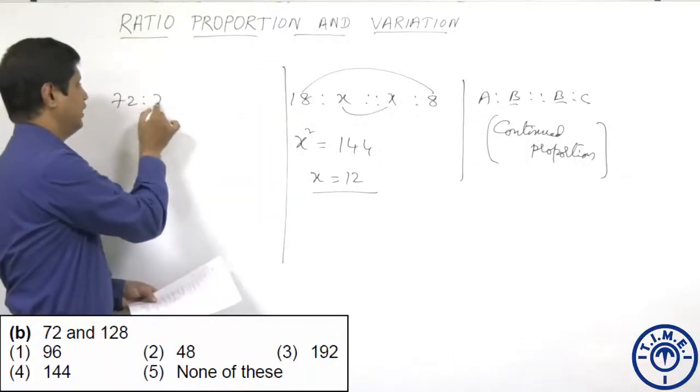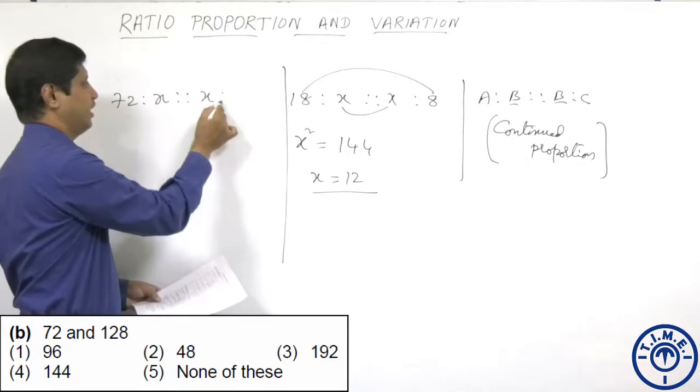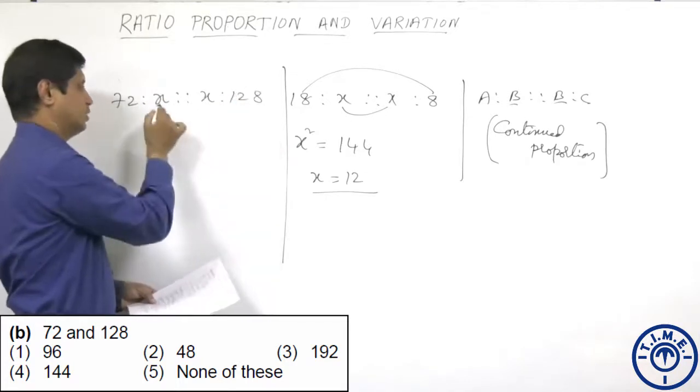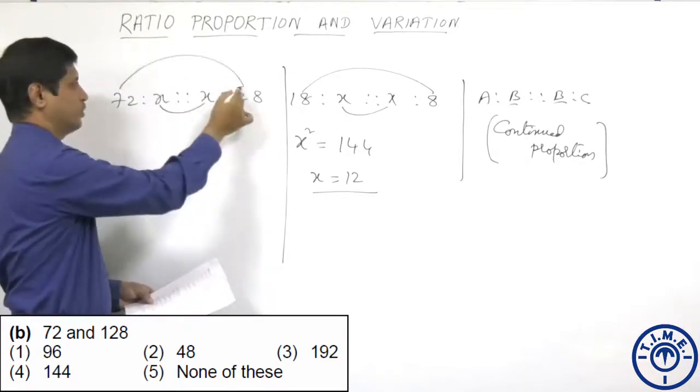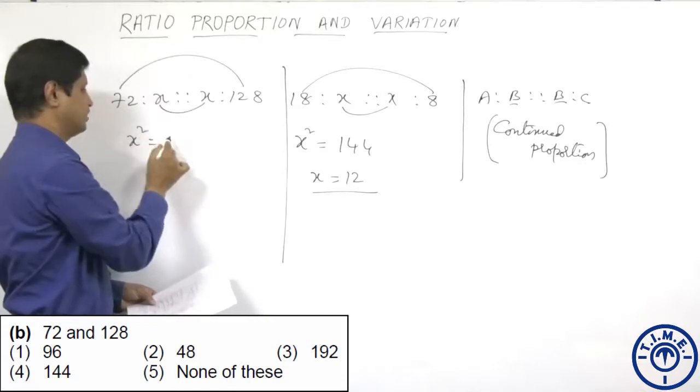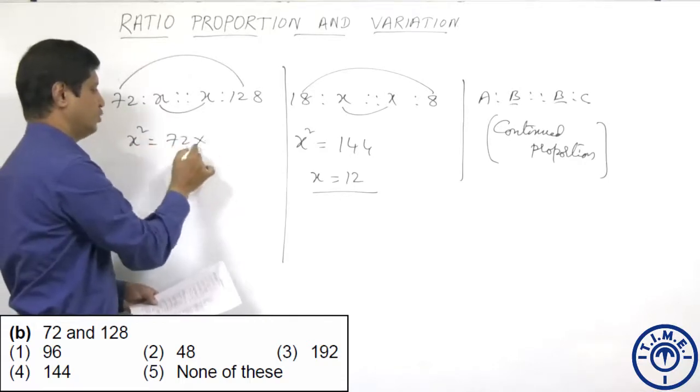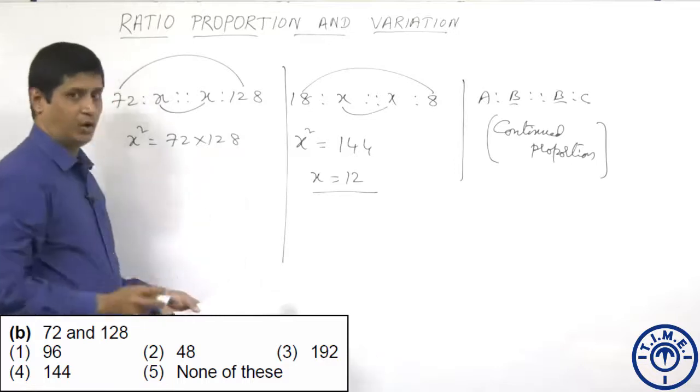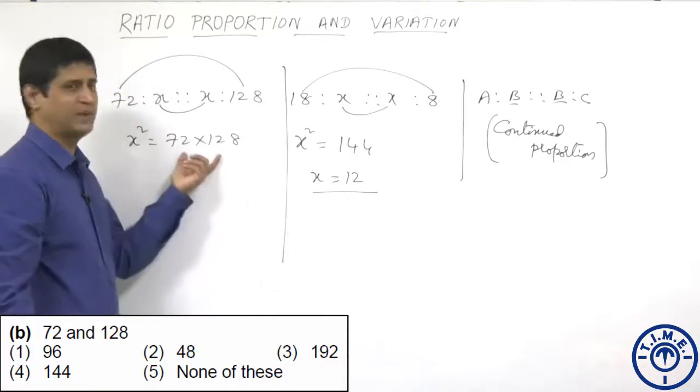If you observe the second question here, 72 and 128. Similarly, the product of extremes is equal to the product of means. x square is equal to 72 into 128. Now my dear friends, don't multiply these two.